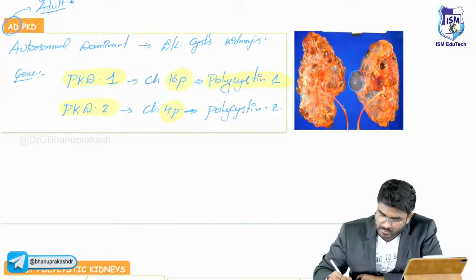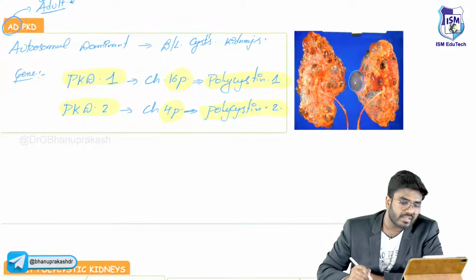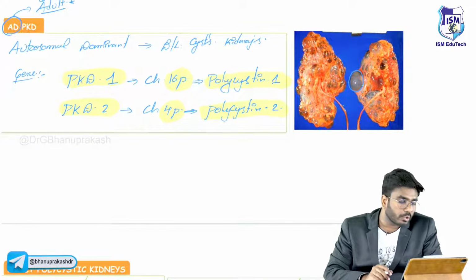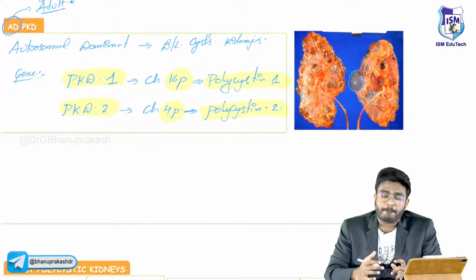Polycystin 1 defect as well as polycystin 2 defect. So because of this defect in polycystin 1 as well as polycystin 2, the patient is going to have multiple cysts.